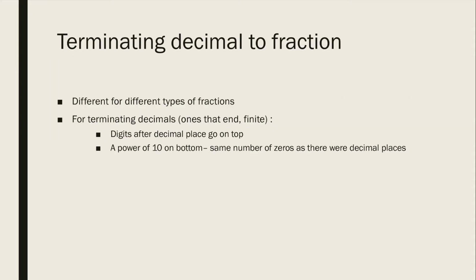So, now we'll talk about terminating decimals to fractions. Like I said before, we'll deal with this one later because it's the harder one. A terminating decimal is one that ends, or is finite. The digits after the decimal place go on top, then a power of 10 on the bottom, which has the same number of zeros as there were decimal places. So for example, for 0.6, the numerator would be 6 because it's the digit after the decimal place. And the power of 10 on the bottom, since there's only one decimal place, would be 10. I think you get the hang of it.